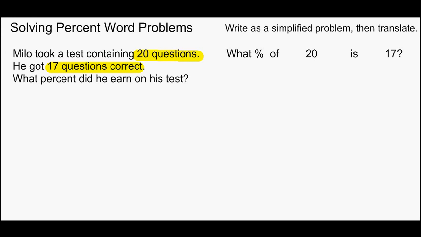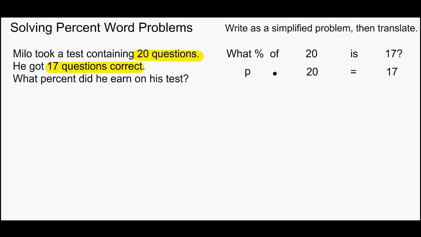Let's try one more word problem using direct translation. Milo took a test containing 20 questions. He got 17 questions correct. What percent did he earn on his test? First, let's set up a simplified problem. What percent of 20 is 17? Now we'll do a translation. P times 20 equals 17.